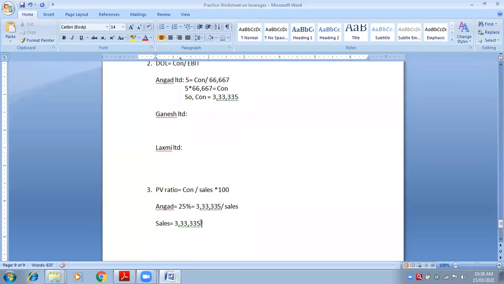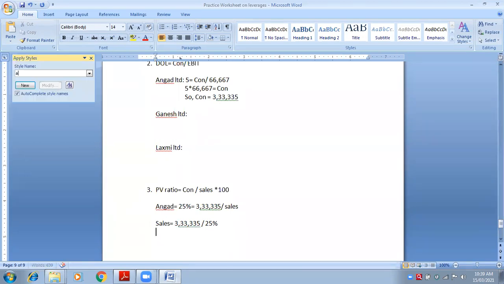No, sorry. Contribution is available. PV ratio will come down in the place of sales, so it will be divided by 25%. It's very simple. Contribution is in the numerator and sales is in the denominator. So sales will go at the place of PV ratio and PV ratio will come down, cross multiply. So 3,33,335 divided by 25%.